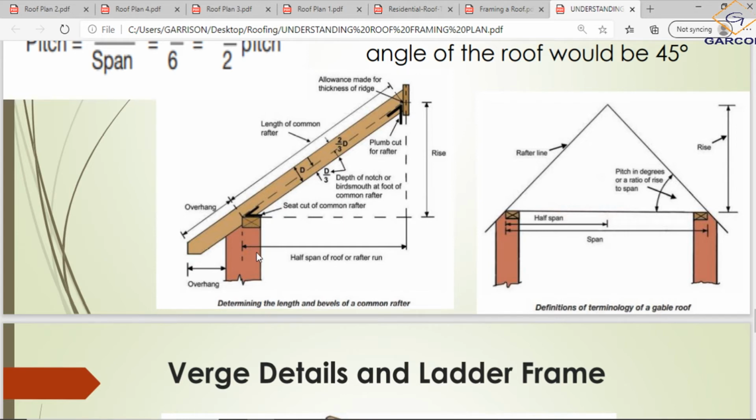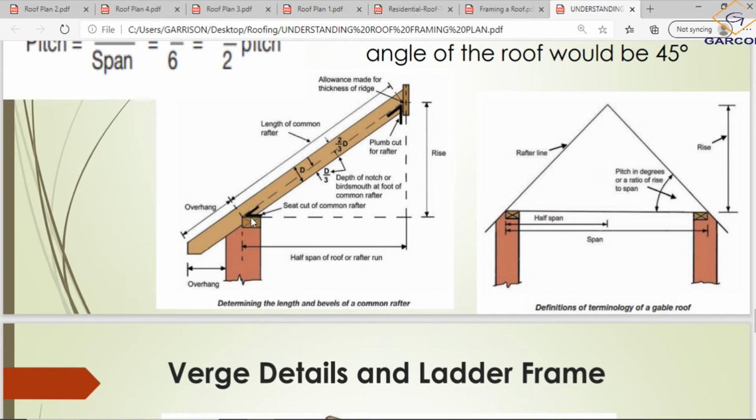Alright, so this is a wall, this is an overhang. From the wall to the edge of the roof is the overhang, which is usually 1 foot 6 inches, but it can be more. This is an overhang from inclined or pitch overhang. This is a wall plate, the board we put on top of the wall. You cut out a piece of the rafter, you call that the seat cut of the common rafter.